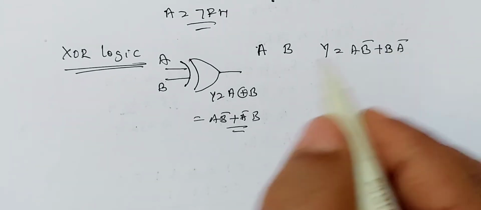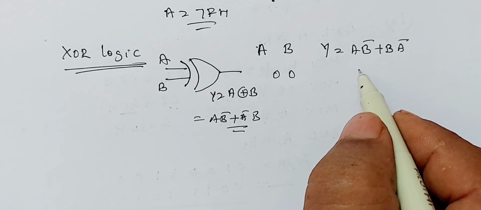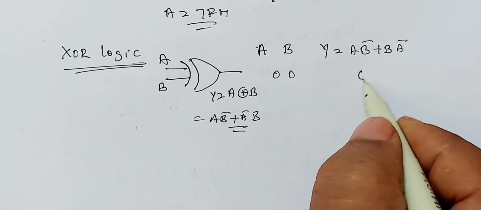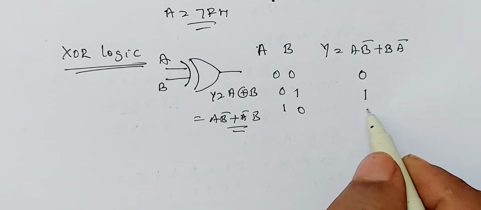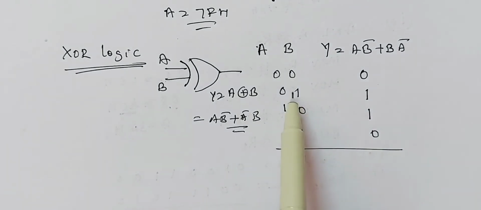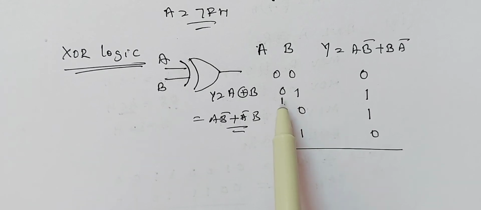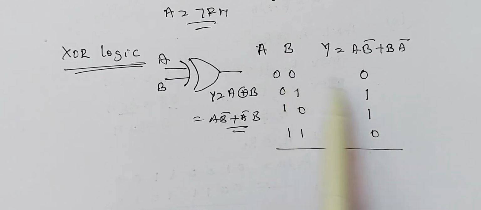If both are 0, 0, the output is 0 itself. If 0, 1, the output is 1. If 1, 0, the output is 1. If both are 1, 1, the output is 0. See, in an exclusive OR gate, if the inputs are same, 0, 0, the output is 0. 1, 1 is same, the output is 0. If any one of the inputs is different, here 0 and 1 are different, 1 and 0 are different, the output is 1.